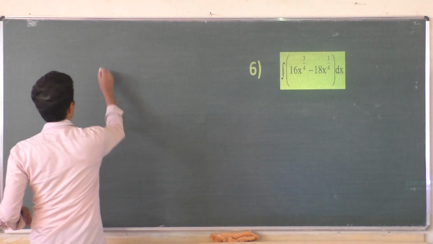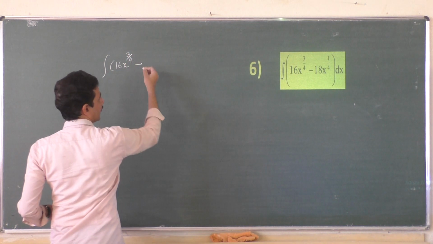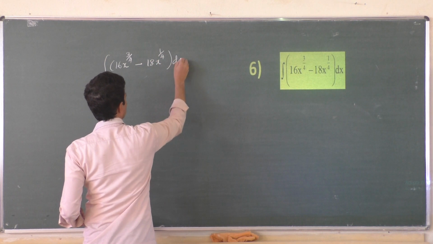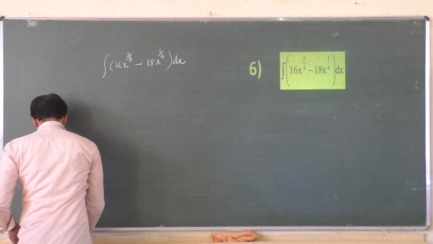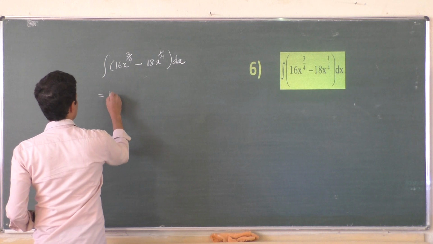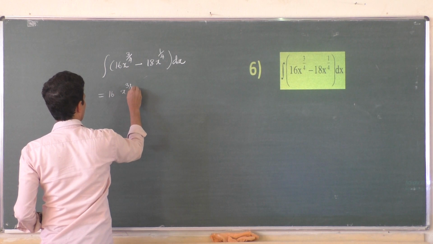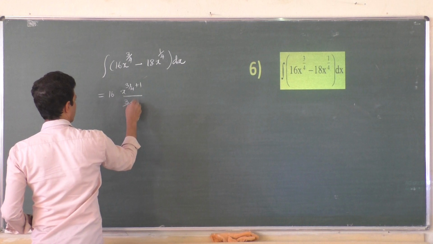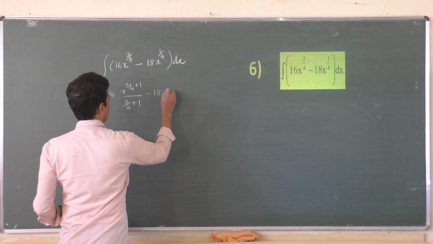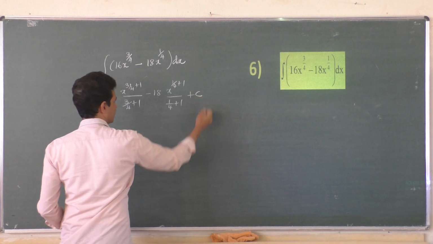Integral of (16x to the power 3 by 4 minus 18x to the power 1 by 4) dx. Okay, we will continue it. So that is equal to 16 x to the power 3 by 4 plus 1 by 3 by 4 plus 1, x to the power n plus 1 by n plus 1, minus 18 into x to the power 1 by 4 plus 1 by 1 by 4 plus 1, plus an integration constant.